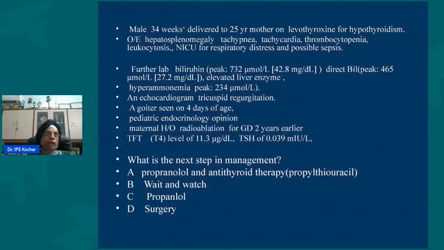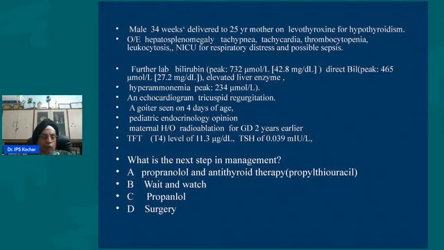Another interesting case: a 34-week male delivered to a 25-year-old mother on levothyroxine for hypothyroidism. When the baby was seen, there was hepatosplenomegaly, large liver and spleen, tachypnea, tachycardia, thrombocytopenia, and leukocytosis. Admitted to the NICU for respiratory distress and possible sepsis. Further labs showed increased bilirubin levels, elevated liver enzymes, and increased ammonia levels, and an echocardiogram showed tricuspid regurgitation.